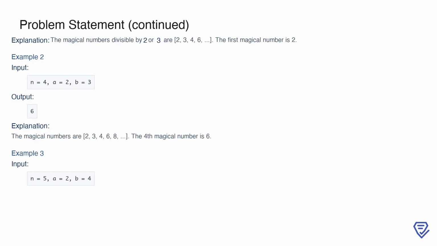Now consider another case. If n equals 5, a equals 2, and b equals 4, we need to identify the fifth magical number. The sequence of numbers divisible by 2 or 4 begins with 2, 4, 6, 8, 10. This means the fifth magical number in this sequence is 10. These examples highlight how the divisors a and b determine the sequence and how to identify the nth magical number.